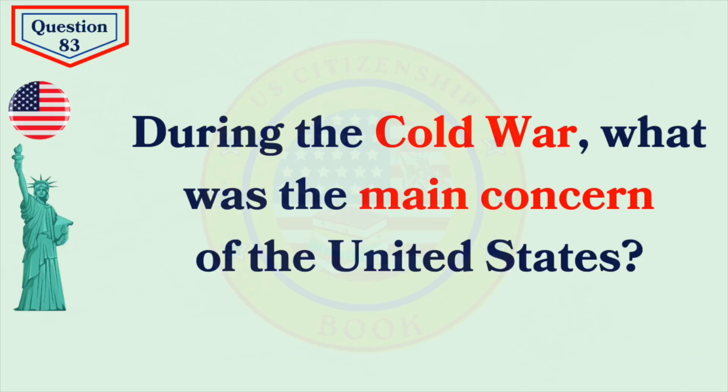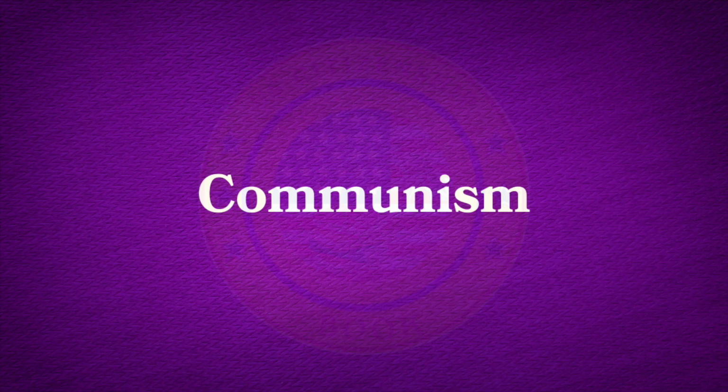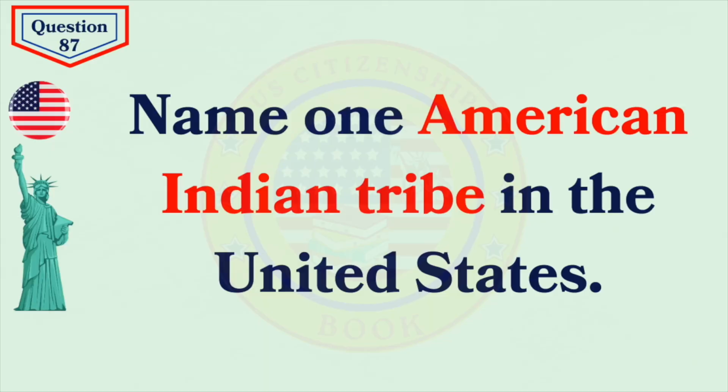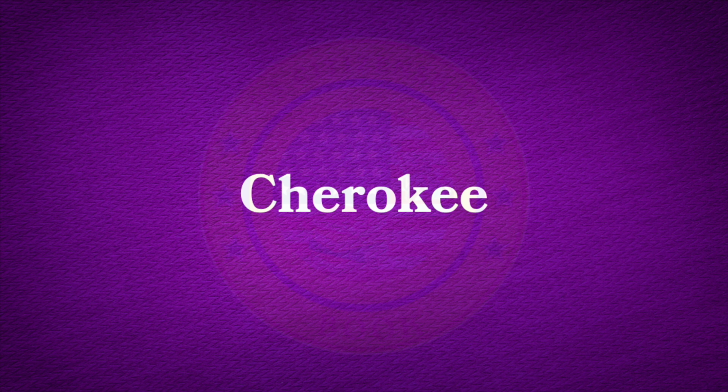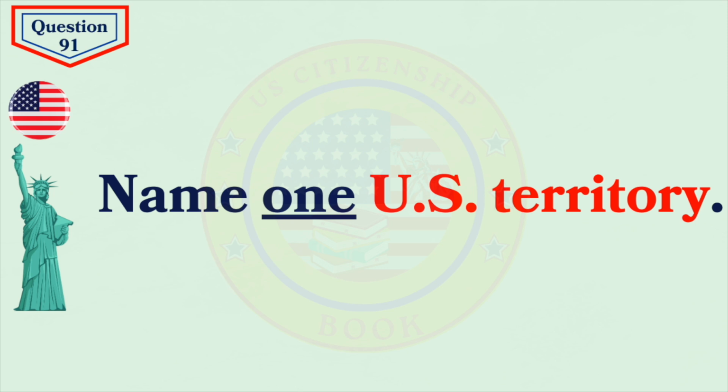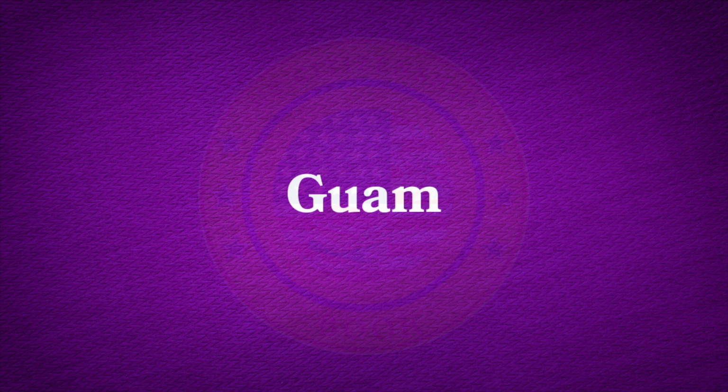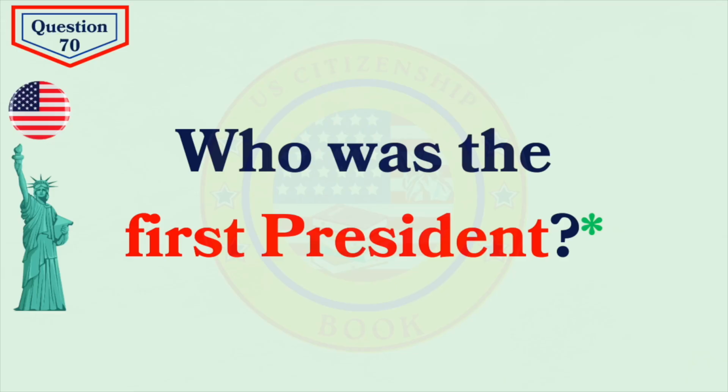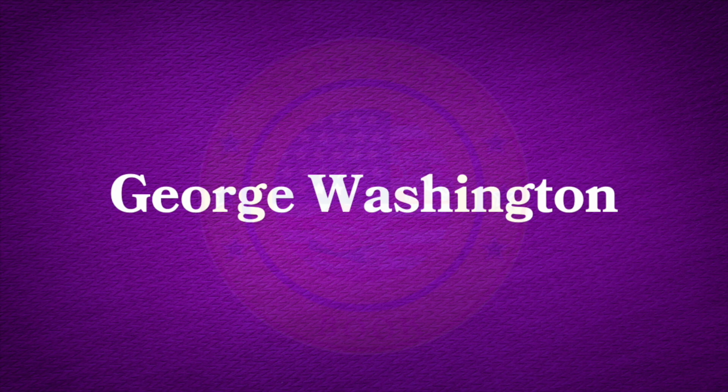During the Cold War, what was the main concern of the United States? Communism. Name one American Indian tribe in the United States. Cherokee. Name one U.S. territory. Guam. Who was the first president? George Washington.